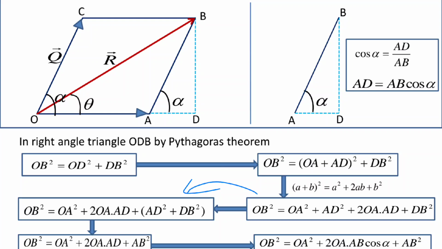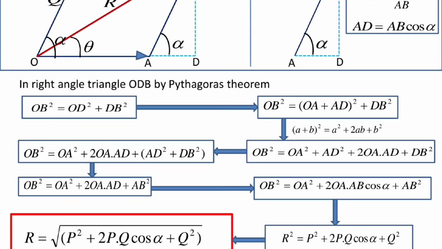Now, from right angle triangle ABD, AB square is equal to AD square plus DB square. Therefore, this equation becomes OB square is equal to OA square plus 2OA AD plus AB square.